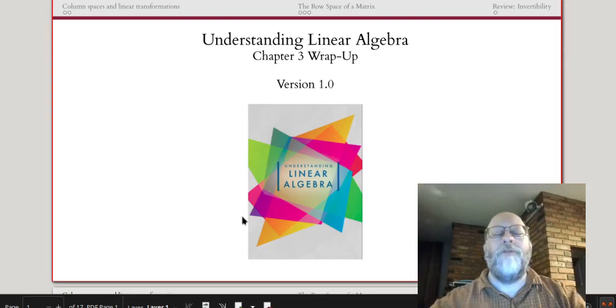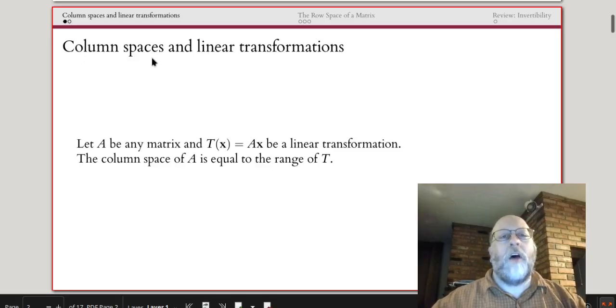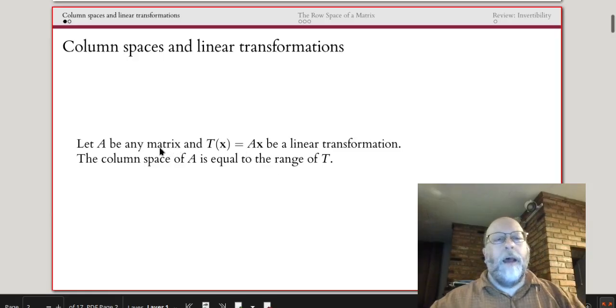We are wrapping up chapter 3 today, and let's just go ahead and get started. So, we've talked about column spaces, we've talked about linear transformations. We're going to talk about a short little thing that will connect them together a little bit. Let A be any matrix, it does not have to be square.